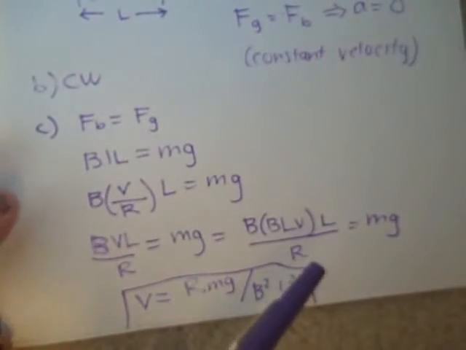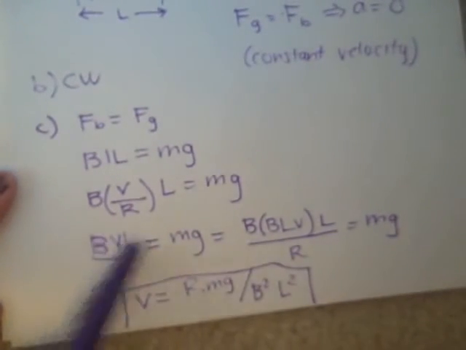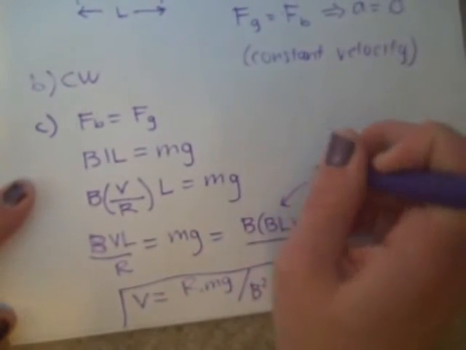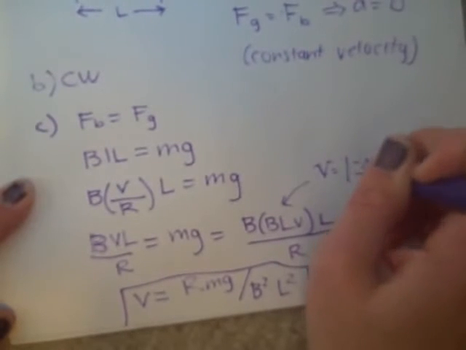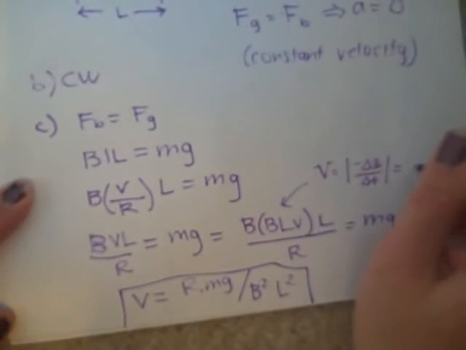And again, I kind of shot over it quickly, but this right here came from the idea that we know our induced voltage is negative change in flux over change in time, and we simplified that down to the equation BLV.